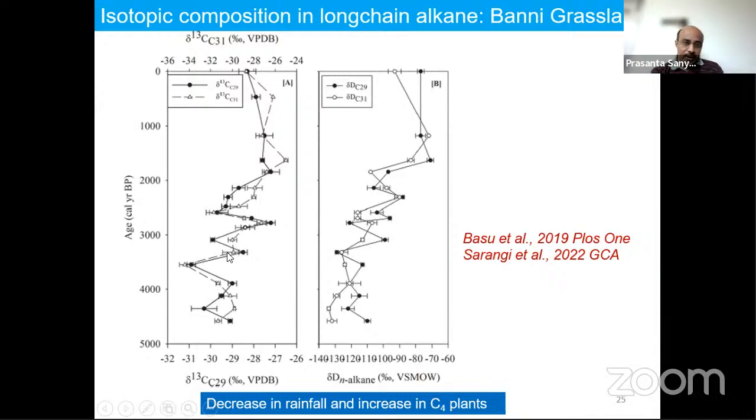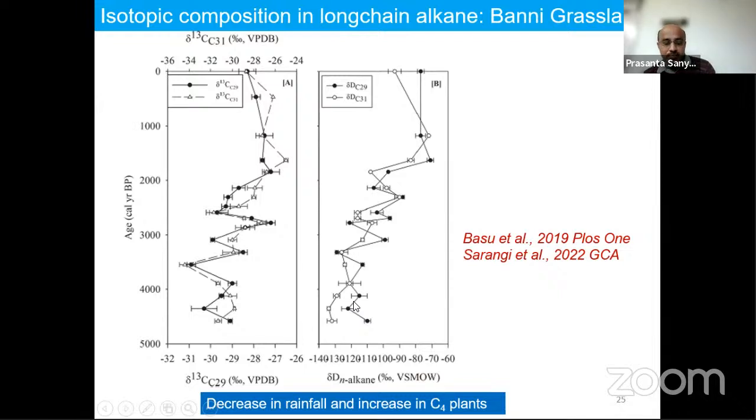If you see the pattern or the trend of change in carbon isotopic composition, you can see a gradual heightening of the value, which probably suggests that with time the C4 plants have increased. For the hydrogen isotopic composition, the lowest value you see is around minus 135, but as you go up, the values are really very high.